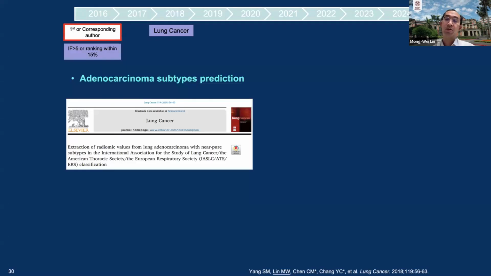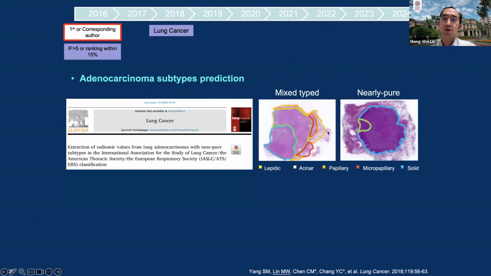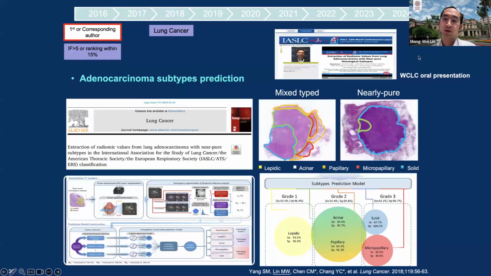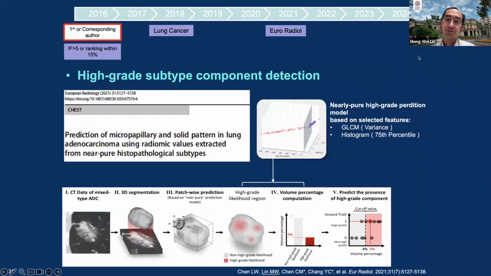About 10 years ago, our team started to use CT-based radiomic analysis to predict these high-risk pathology features. In 2018, we published our first study using so-called near-pure tumors, lesions in which almost the entire tumor was composed of a single subtype. So we could know the radiomic features of each subtype, and the model achieved very good predictive performance. We also presented the results at World Lung in 2018.